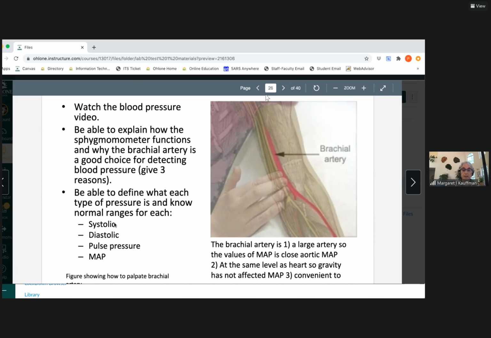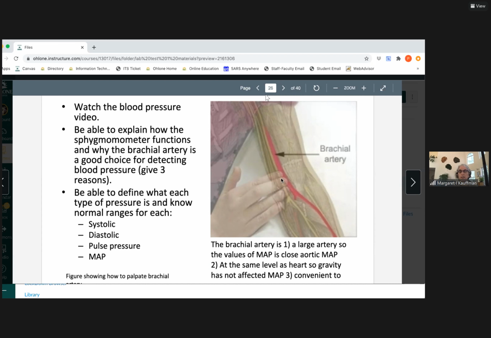Also, you should be able to make calculations once systolic pressure and diastolic pressure are measured, to calculate pulse pressure and mean arterial pressure. And I've talked about that in lecture already. Now, why use the brachial artery? I explain this in the handout, but part of it is that it is very convenient.